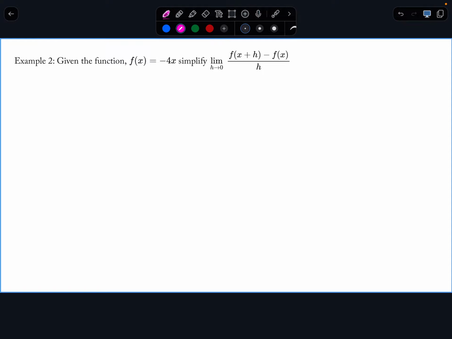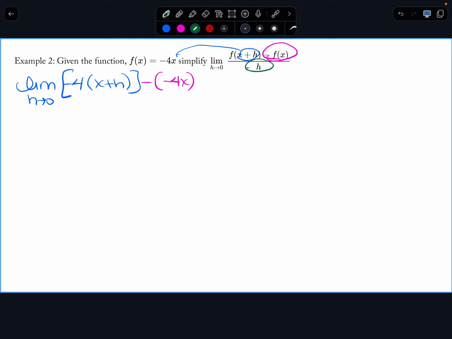I'm going to take my x plus h and I'm going to plug it in for x. So I have the limit as h approaches 0, negative 4 times x plus h. I'm subtracting off my f of x. And I'm dividing everybody by h. Now, when I do this, I'll get kind of a similar answer to what I just got.